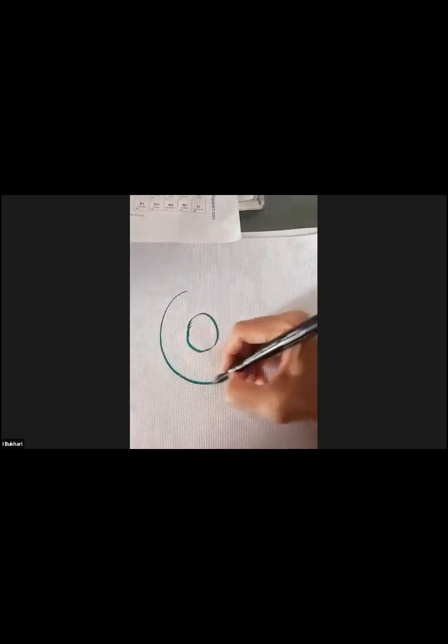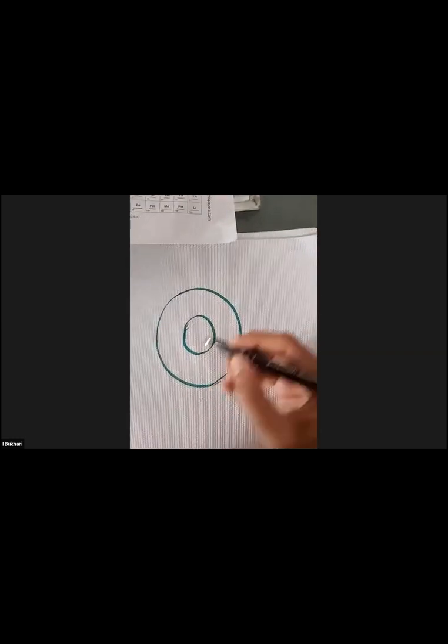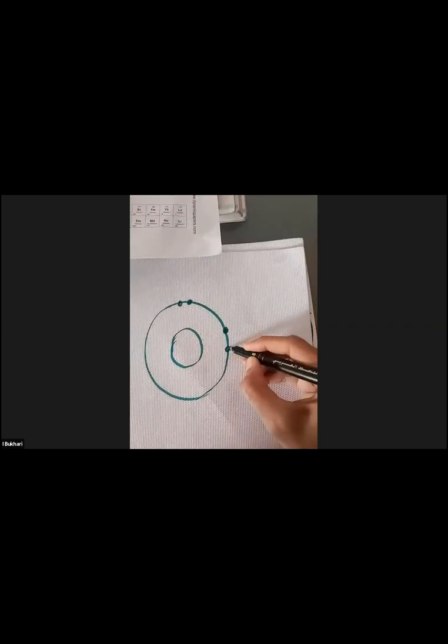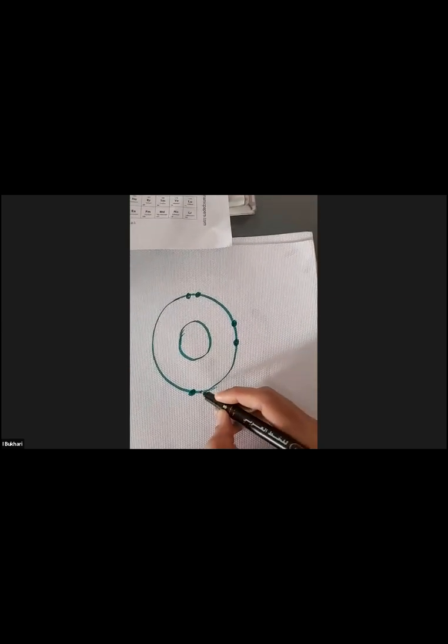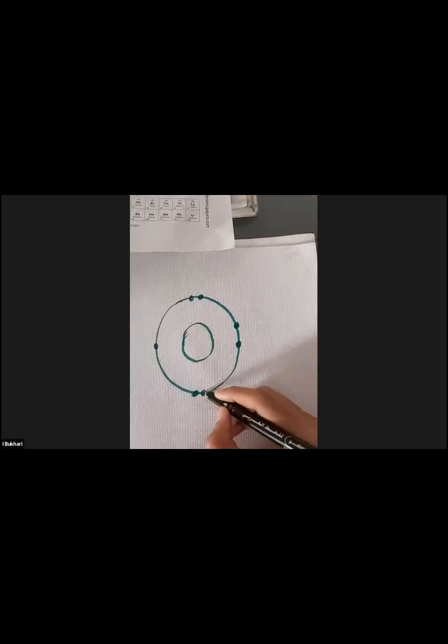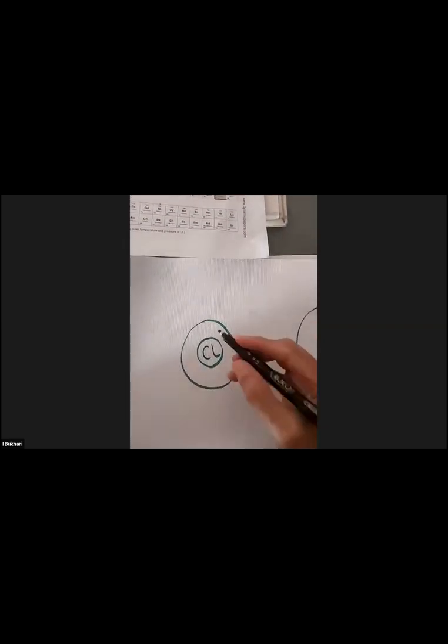Let me make another one here. It has 7 electrons. 1, 2, 3, 4, 5, 6. Do you know how the electrons sit on the atom? Let me tell you an interesting thing.